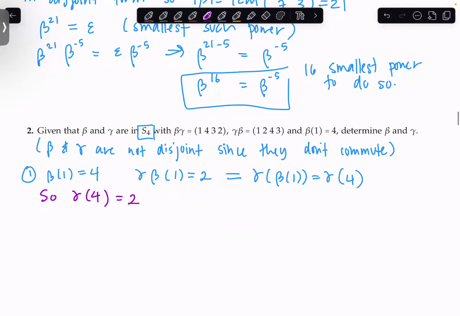Okay, so let's decide. What can I do now? Now that I have this extra piece of information, how can I put this stuff together to give me more either about gamma or about beta? Yep, now I can get information about beta, and which one do I look at? The left one, because I want to plug it into gamma first and then plug it into beta. So I first decide what beta of gamma does to 4. And how do I use my cycle notation to tell me that?